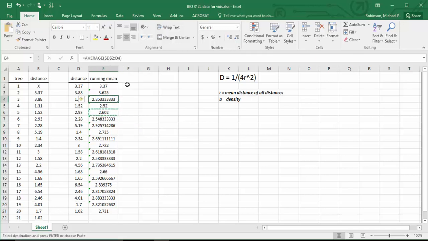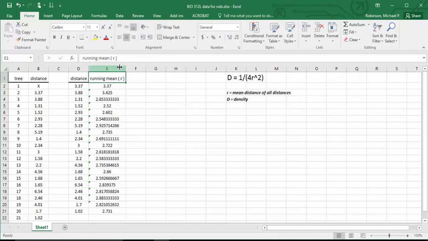Alright, so I'm just going to copy this, paste it throughout, boom. So that's our running mean. It's always good to label, so let's label it. Put a little space there. That's our running mean, or our R.